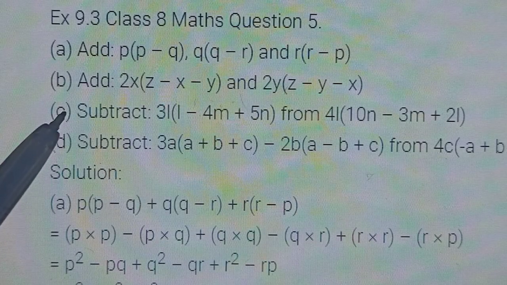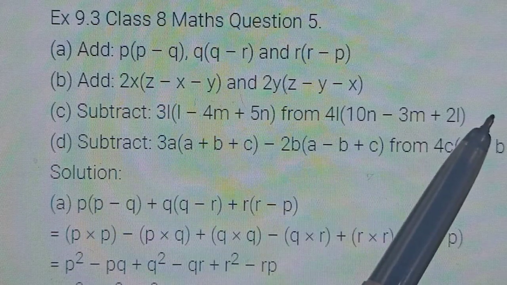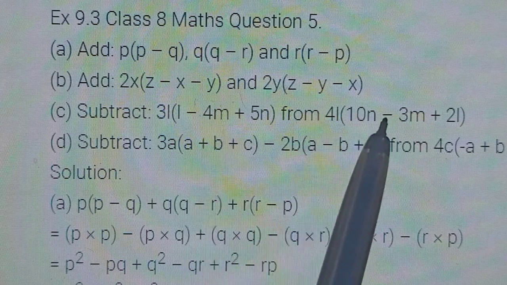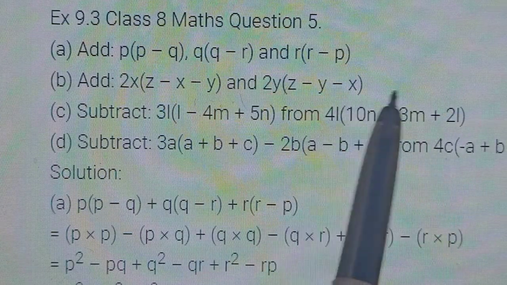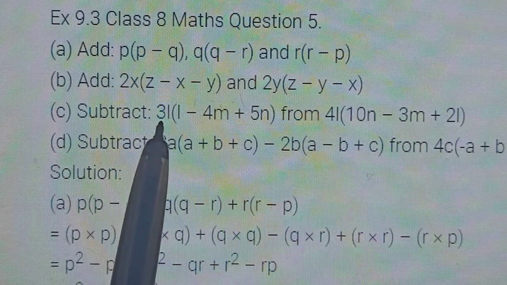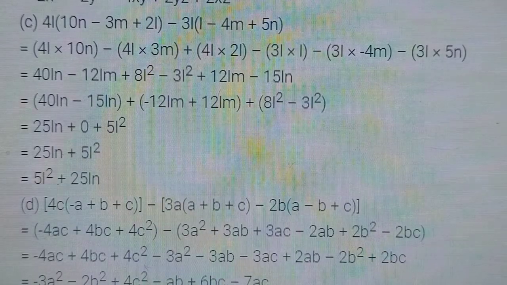Now part C is subtract. Okay, so you have to subtract this expression from this. So whenever we take questions on subtraction, subtract this from this, the expression we subtract from is written first. This expression will be written first and then minus of this whole expression. Okay, so here it goes like this.